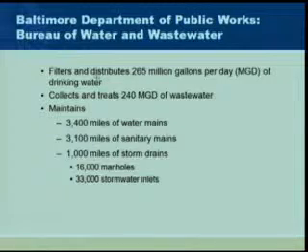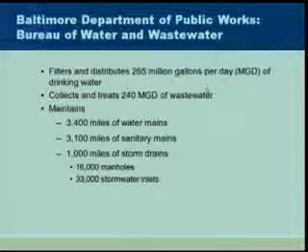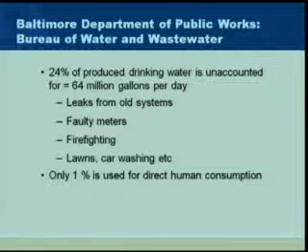You can see we treat 265, but we only process wastewater of 240. About 24% of the produced water in Baltimore is lost through aging pipes. We have very old pipes. So we're losing about 64 million gallons a day through our aging pipes and infrastructure. There are some other things that are occurring, but this is the major problem there. And only 1% of this is directly human consumption.